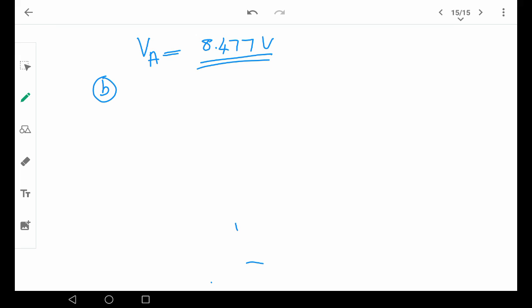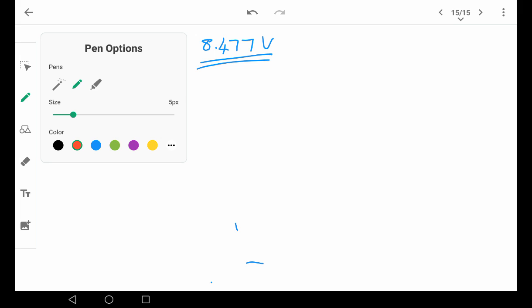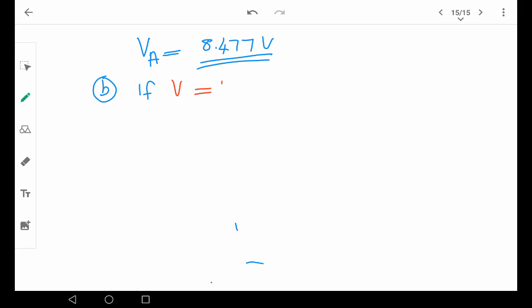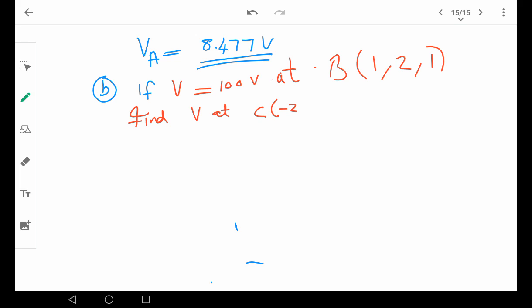Now the second question, B. In that you are asked to find out, if V equal to 100 volt at the point B (1, 2, 1), then find V at point C (-2, 5, 3).